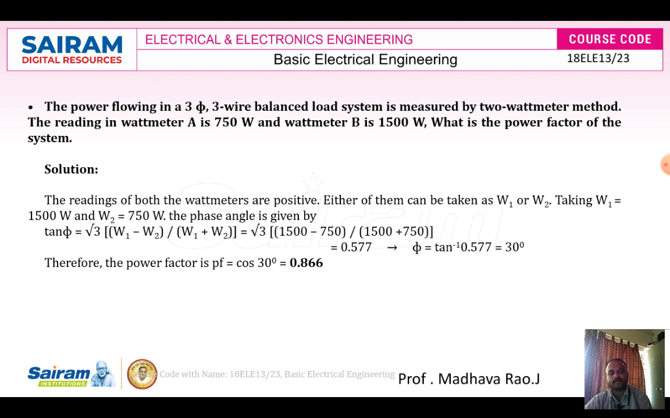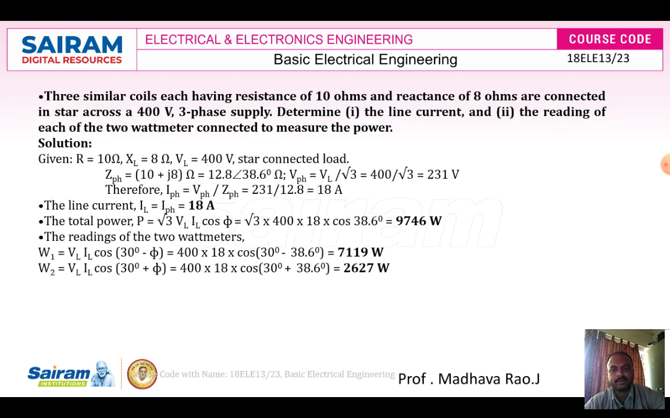Cos phi is equal to cos of tan inverse of root 3 into (W1 minus W2) by (W1 plus W2). You have to remember this. Substitute the W1 and W2 values. So here you will get cos phi value as 0.866. This is the power factor of the three-phase balanced load system. This is one of the important problems, asked many times in examinations.